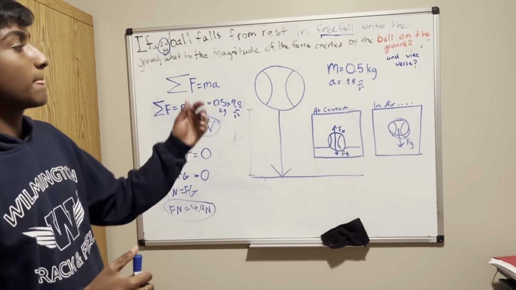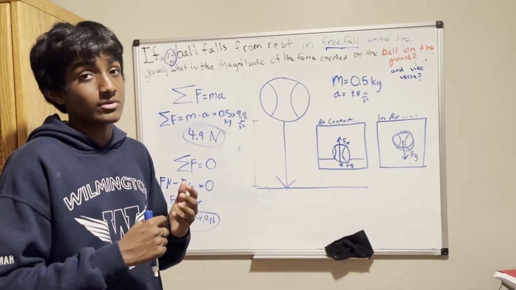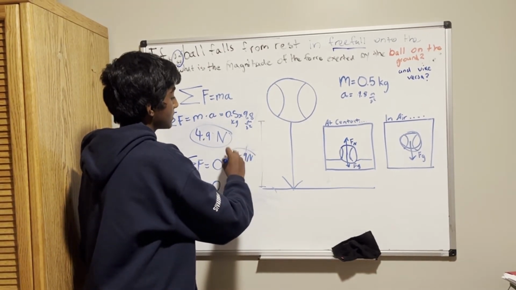Now we know the force the ground exerts on the ball and the force the ball exerts on the ground. So we solved the question. It's 4.9 newtons both ways.